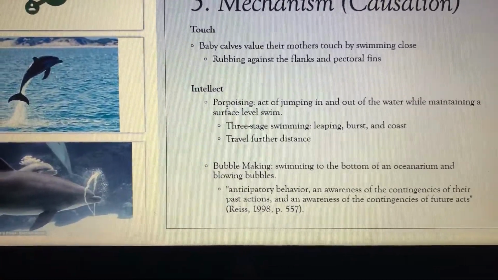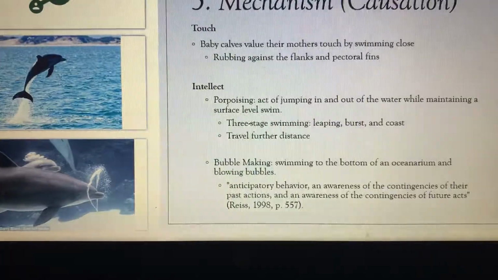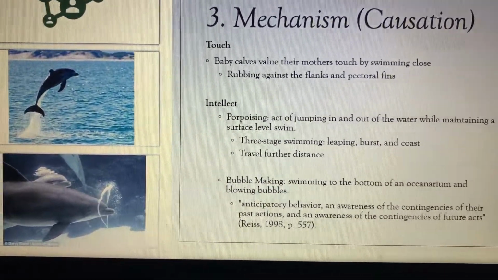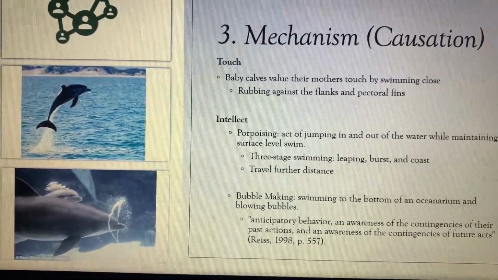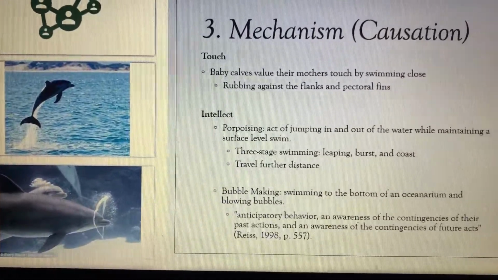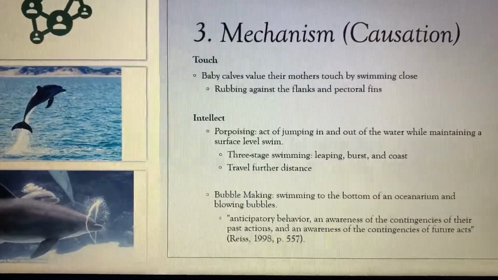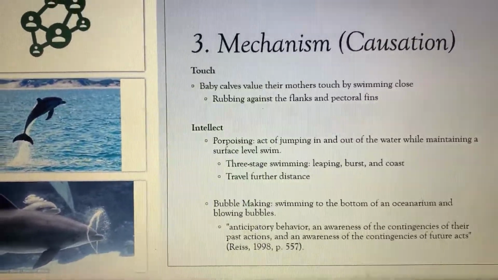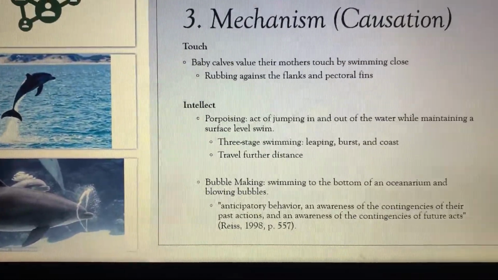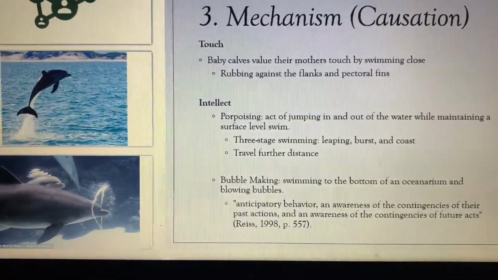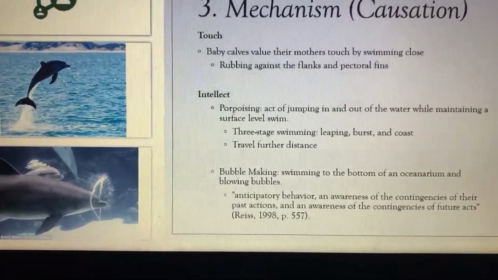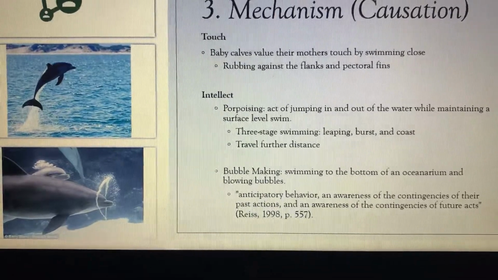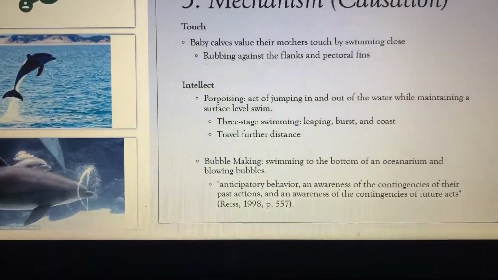Second example of their intellect is bubble making. In my research, I found a study that took place at Six Flags Marine World in Vallejo, California. And inside their oceanarium, they witnessed that their dolphins would swim to the bottom of the oceanarium and blow bubbles. Now, they felt that this was not random for the dolphins. This is something that was practiced and became a learned trait.